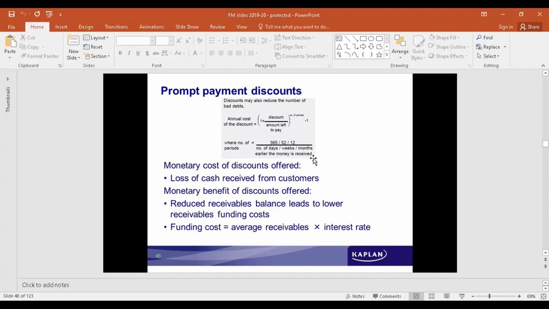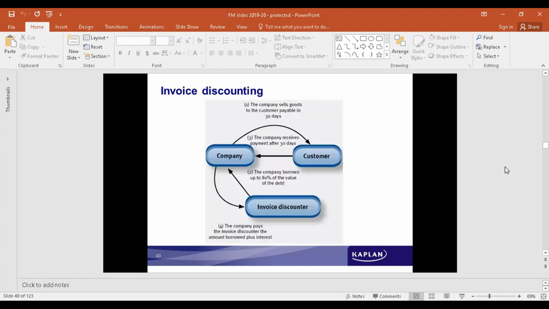See, let's say that the credit period is 30 days, out of that, within 10 days, if they have to pay, they're paying it 20 days earlier. 30 minus 10, they're paying 20 days earlier. So that way it would be taken to find out the number of periods and then substitute in this one. We will be looking into one question now.